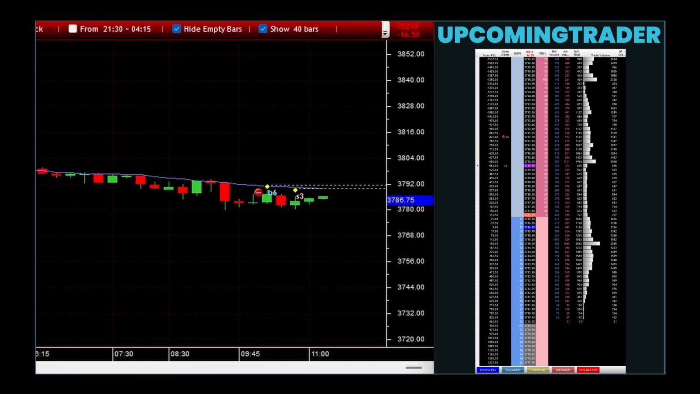The concealing baby swallow is a strong bearish continuation pattern found in candlestick charting, typically signaling the further decline of a market. It is characterized by specific features related to the shape, size, color, and sequence of the candles, which play a crucial role in its identification and interpretation. This pattern consists of 4 candles.